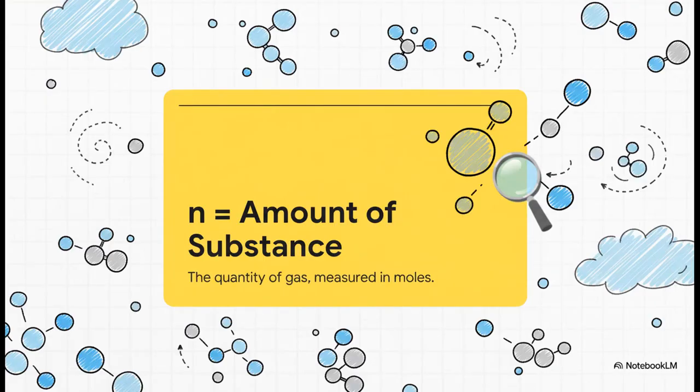And then we have n. This just stands for the amount of gas we're dealing with. In science, we use a unit called moles. Don't let that throw you off. It's just a word for a really, really, really big number of molecules. Think of it this way. n is just how much stuff you have packed into your container. The more gas you have, the more molecules you have, which means, you guessed it, more collisions.